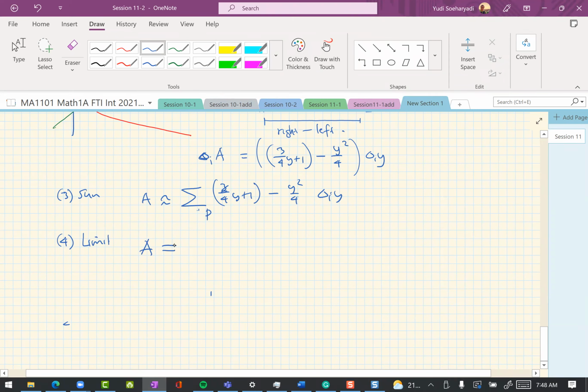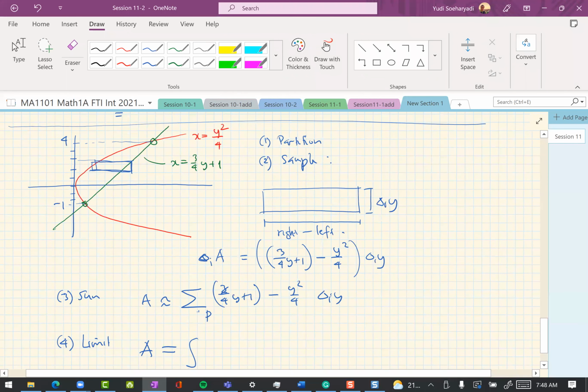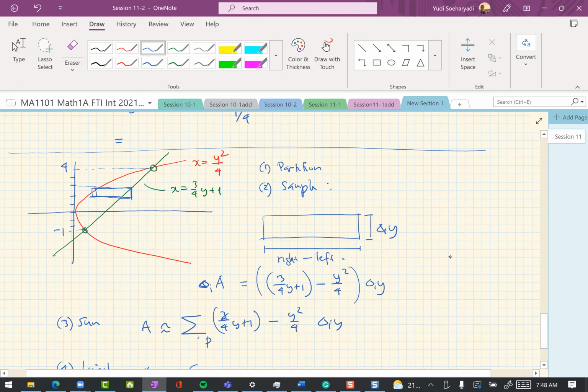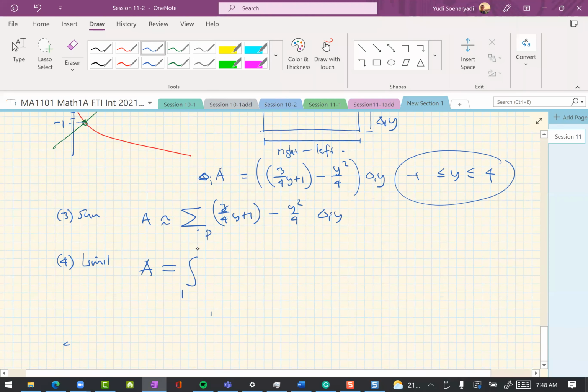Now it becomes equals. Okay, so we can, this is always true for y. Sorry, the bound. 1, 2, 3, 4. Okay, so this tells you how to integrate from -1 to 4. Y plus 1 minus 4. And get this. All right.